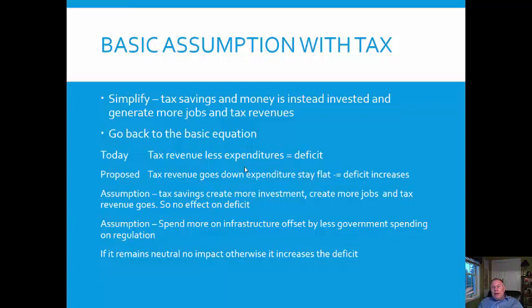Now, spend more on infrastructure offset by less government spending on regulation. If it remains neutral, we still have the deficit. So I think we really look at a situation where you're either going to increase the deficit, or you're going to have to raise revenue to cover expenses or reduce costs. But that's not good for the long-term health of the country. So we got the tax situation.